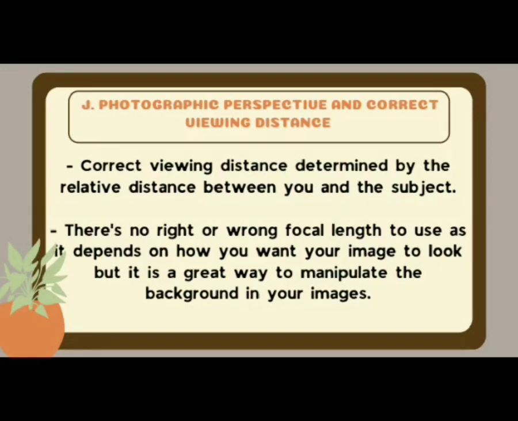So my explanation for that is the optimal viewing distance in photography depends on how close you are to your subject. There's no right or wrong focal length. It's about achieving the desired look. So focal length choice can manipulate the background, with wider lenses creating depth, and telephoto lenses compressing the scene. This understanding helps photographers craft images that convey their intended message effectively.